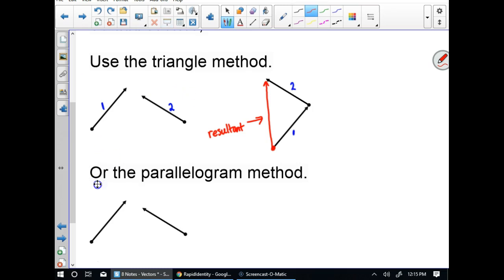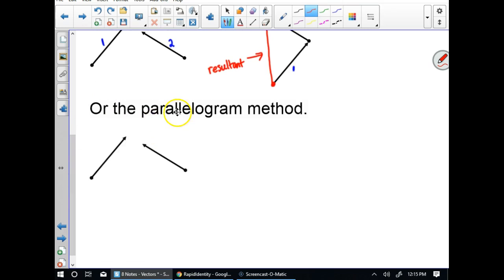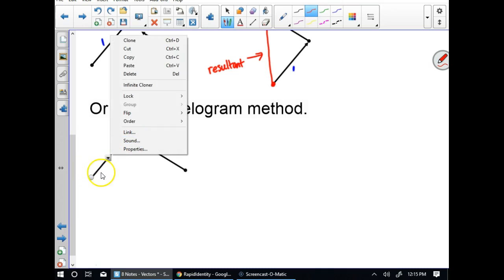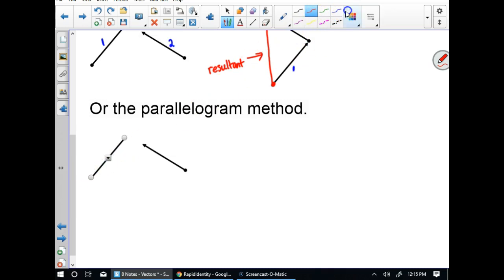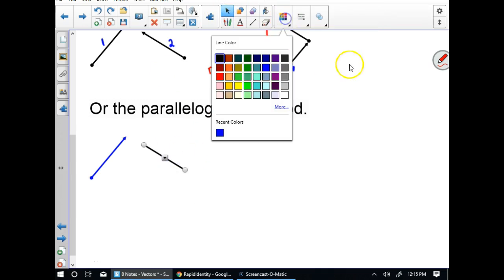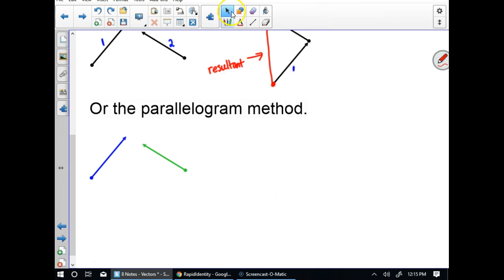Okay, the other method that you can use is called the parallelogram method. So I've got the same two vectors here. Let me change their colors. Let me make this one blue and this one green. So if I copy these vectors, the other way that you can do this is you could take both of the vectors and put their starting points together, like this.